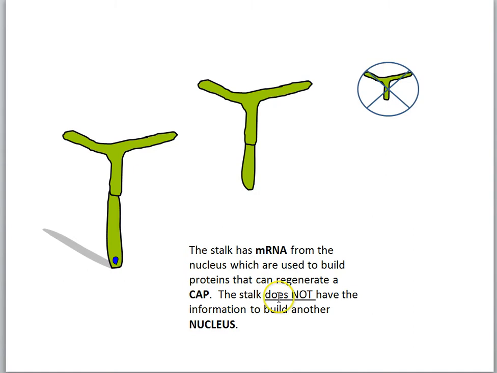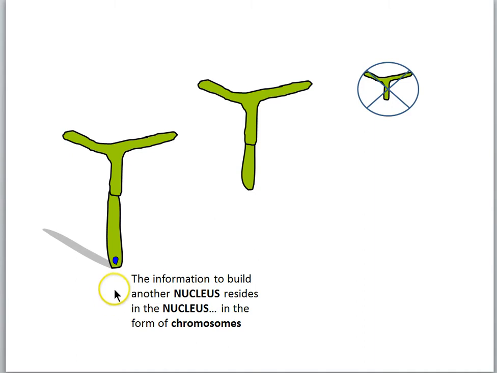But notice the stalk does not have the information to build another nucleus. You see, we never saw that stalk piece ever regenerate another foot with a nucleus. Now that's an important observation. So the information to build another nucleus must be residing in the nucleus itself. And the nucleus, we will learn, contains these structures called chromosomes.